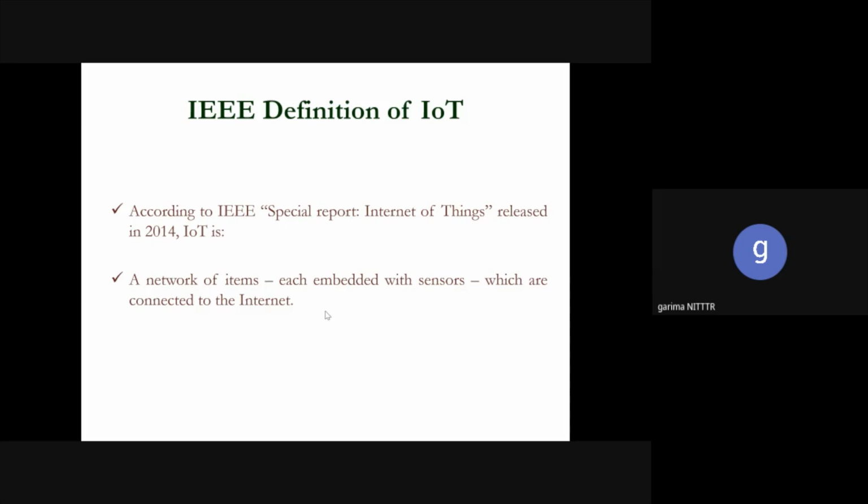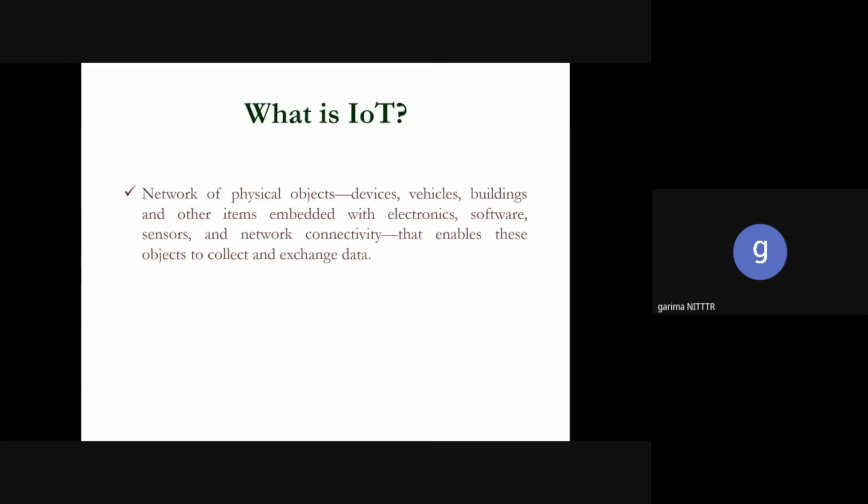So IEEE also has a definition, and they produced a special report in 2014, where they identified it as a network of items embedded with sensors, which are ultimately connected to the internet. In brief, we can say any network of physical objects, which are devices, vehicles, buildings, or any other items, embedded with electronics, software, sensors, and network connectivity, which enable those objects to collect and exchange data. That is to be considered as Internet of Things.